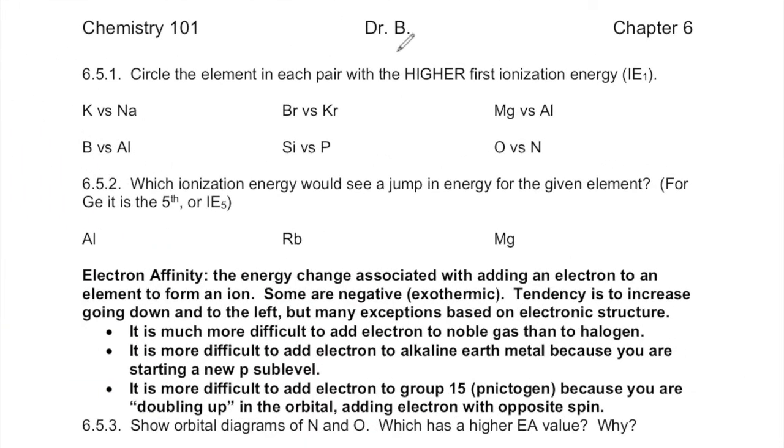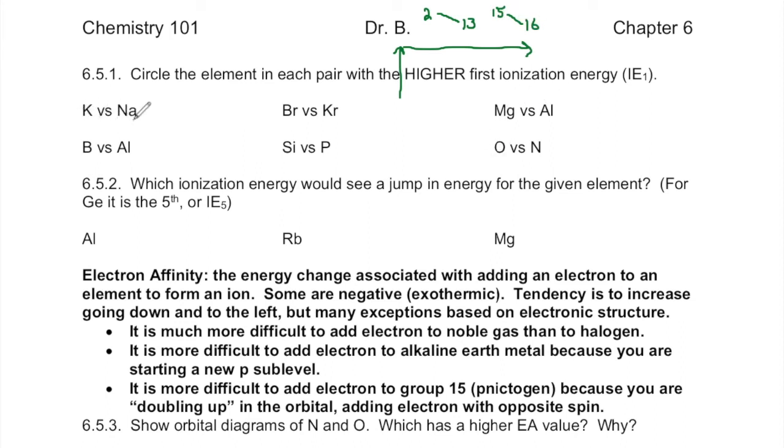All right, let's try circling the element in each pair with the higher first ionization energy. So remember, the first ionization energy increases going up the periodic table and generally increases going towards the right. Especially in those upper periods of the periodic table, there is a little bit of a dip. Going from 2 to 13, it decreases instead of increasing. And also going from 15 to 16, we have a little bit of a dip, an exception there.